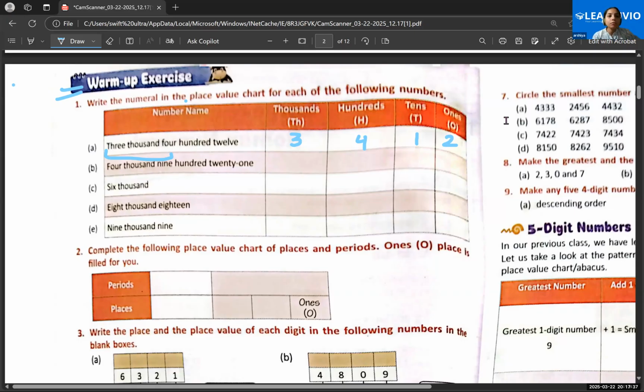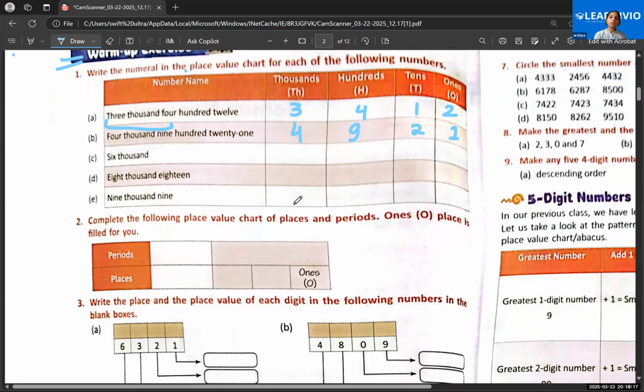Can you tell me the answer for the next one? In thousands, four. In hundreds, 9. Correct. In tens, 2. Yes, correct. And in ones, 1. Very good. So clear, right? Yes, it's clear. The rest of the questions I'll give you as homework.